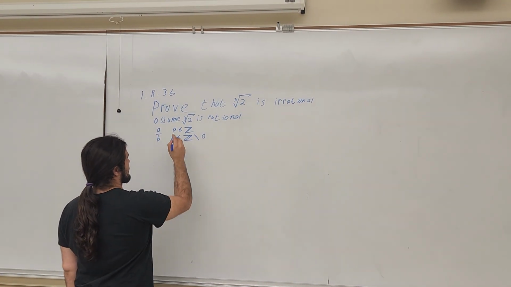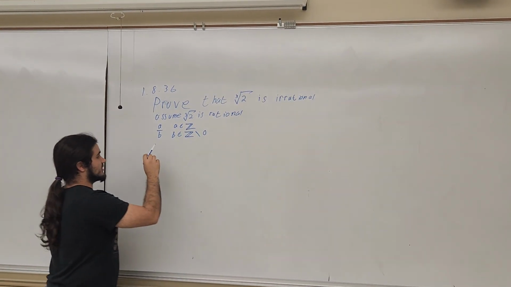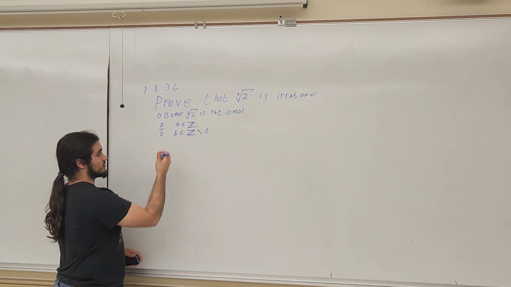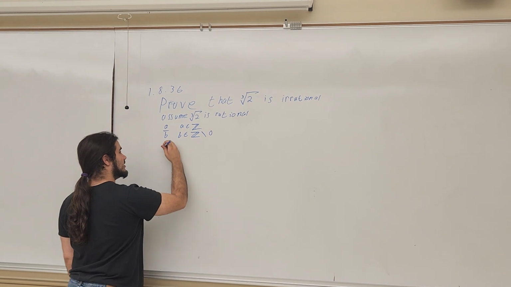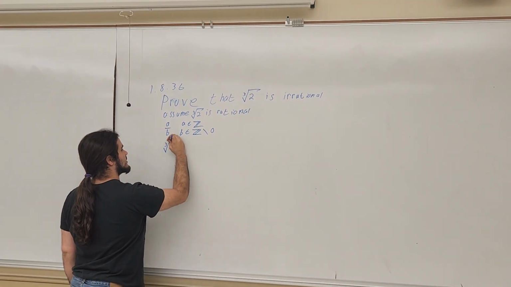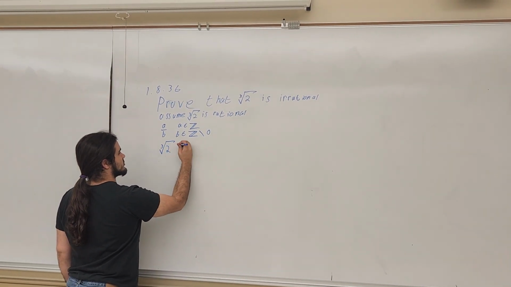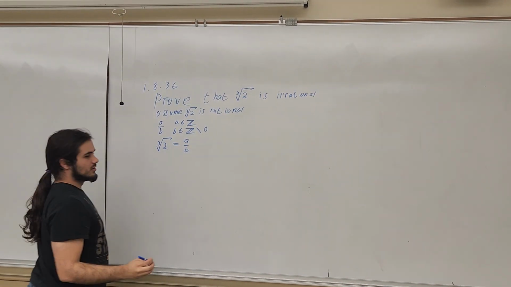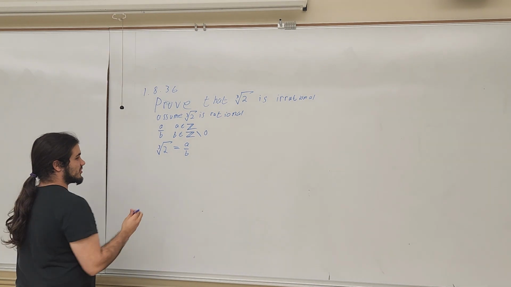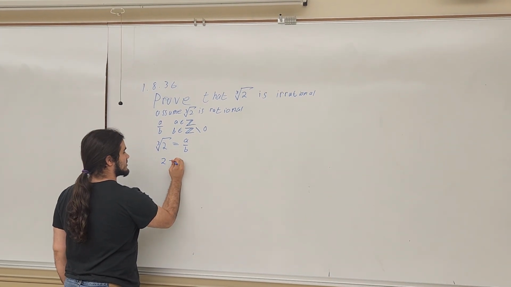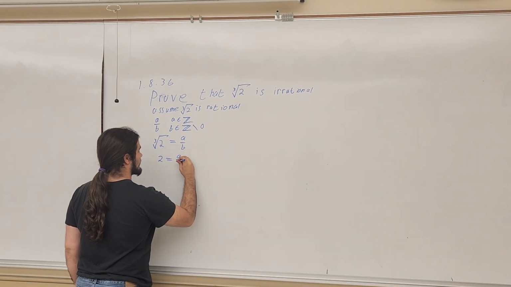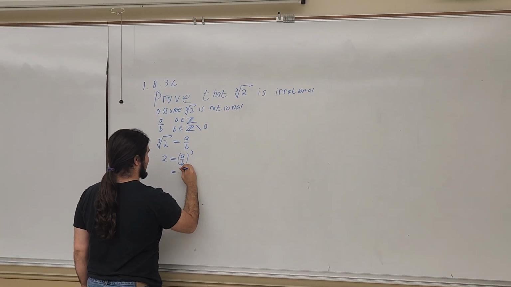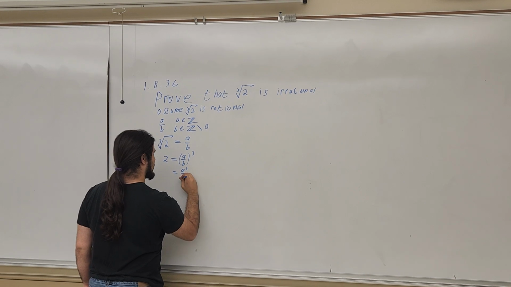So, if we assume that the cube root of 2 is rational, and we know that rational numbers can be written in the form of A over B, all that we can do is say that the cube root of 2 is equal to A over B. Starting to manipulate this formula a little bit, we see that 2 is equal to A over B cubed, which can be rewritten as A cubed over B cubed.